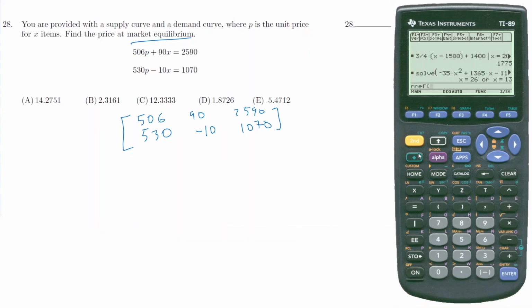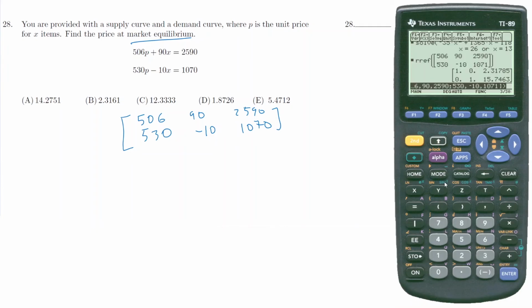And here I got 506, comma 90, comma 2590, 530, comma negative 10, comma 1070. Boom.